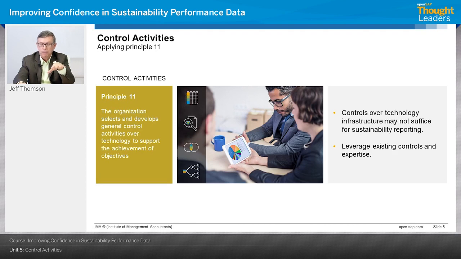Next, Principle 11. The organization selects and develops general control activities over technology. So there's different types of controls over technology. There are general controls at the infrastructure level, and then there's user controls at the applications layer.